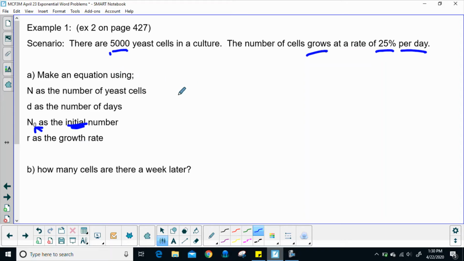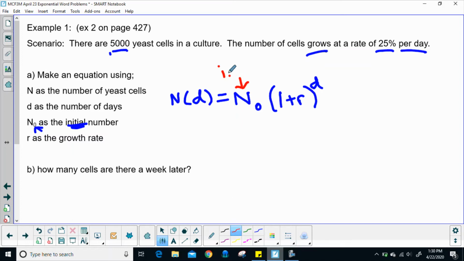So to do this, I'm going to say that the number at a certain day is my initial number, bracket, 1 plus my growth rate, all to the exponent D, which is my number of days. So notice in the front here, this is my initial value. Inside the brackets, there's my growth rate. And because it's growth, I'm plussing, okay? And my exponent is how I'm counting time.